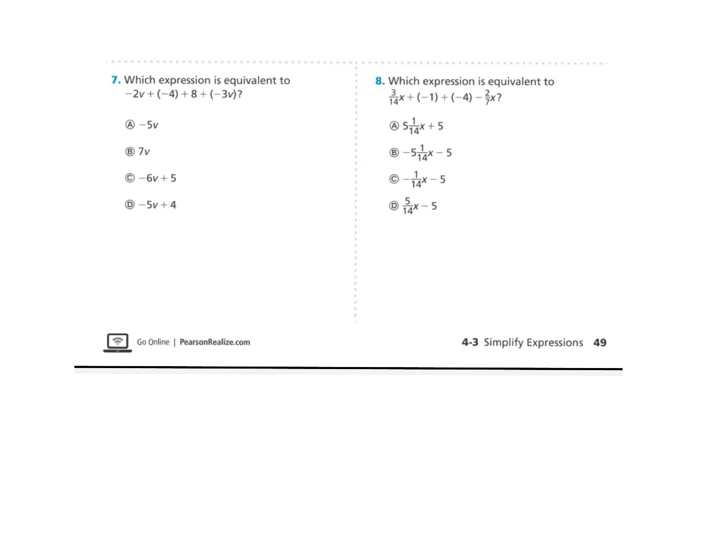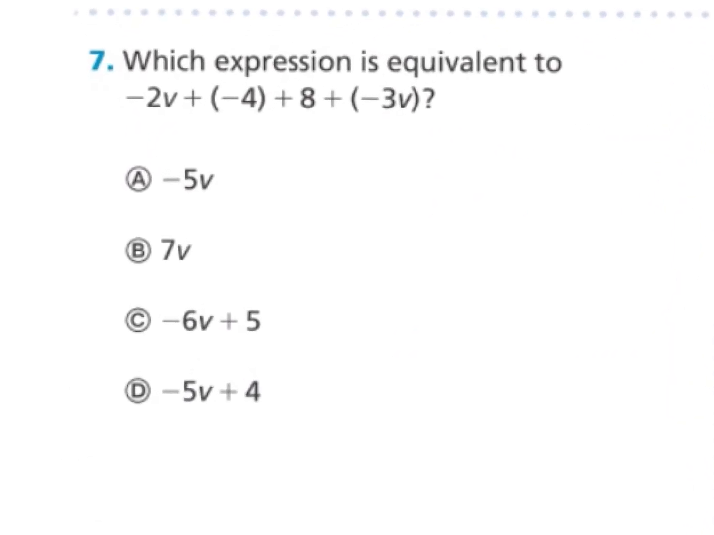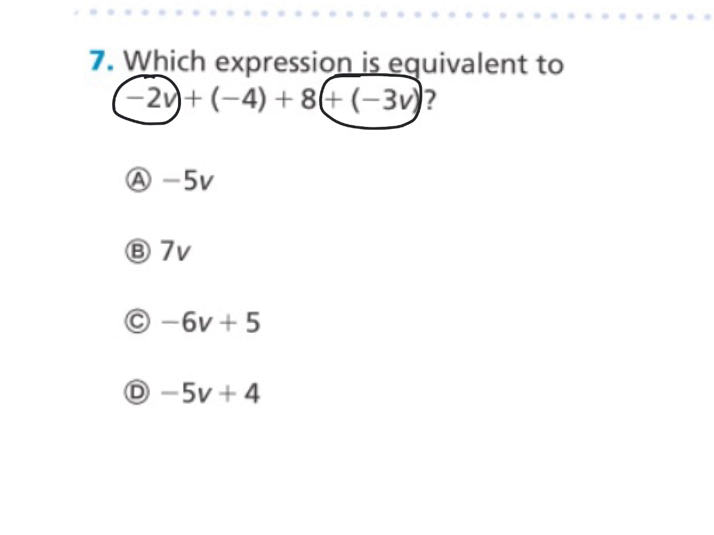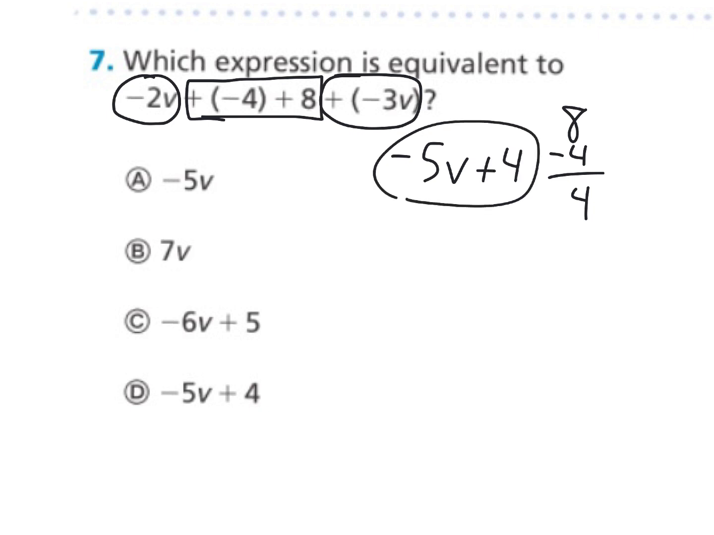If we look at number 7, which expression is equivalent to that? So let's go ahead and just combine like terms. We don't have any subtraction here for adding the opposite. -2v plus -3v would be -5v. And then -4 plus 8. Those are working against each other because they're opposite signs, so subtract is 4. We have more positives, so -5v plus 4, and that matches up with answer choice D.